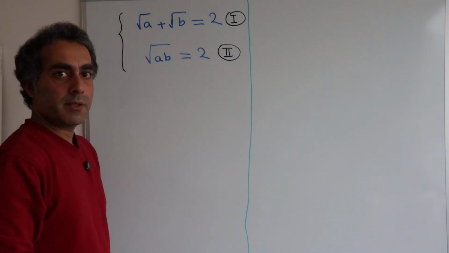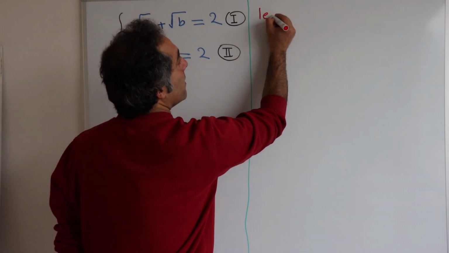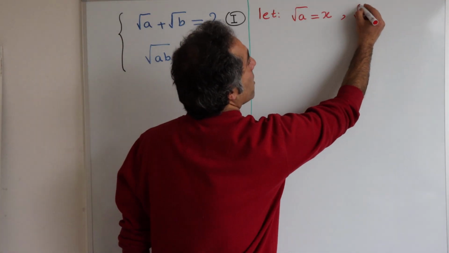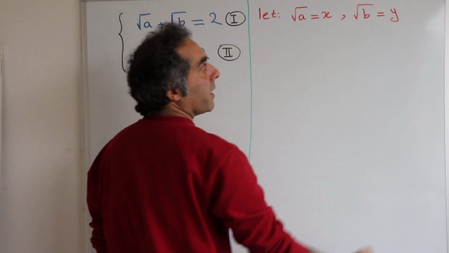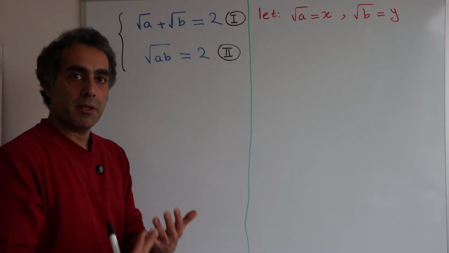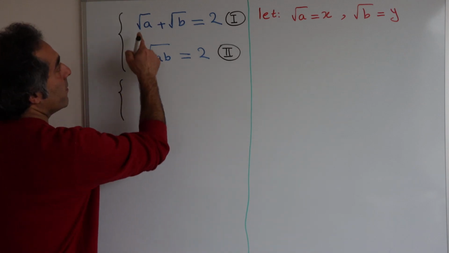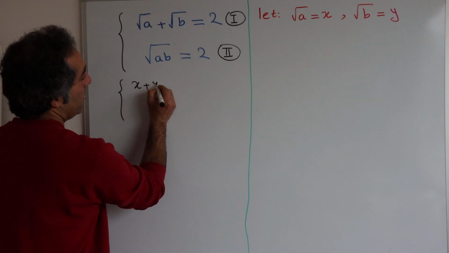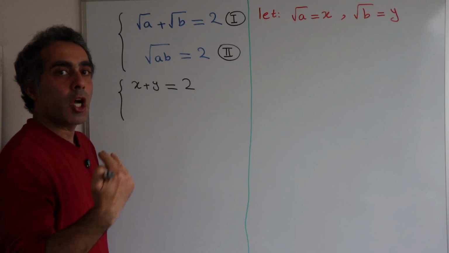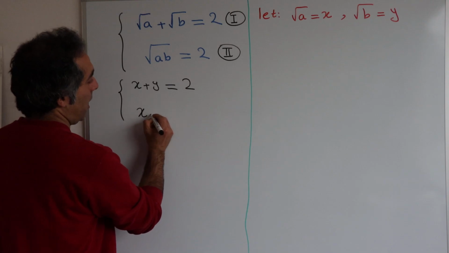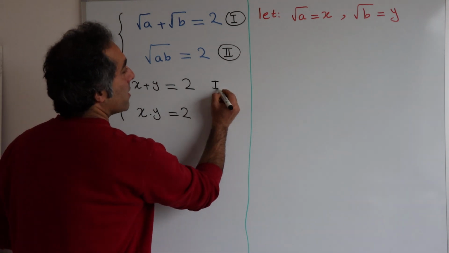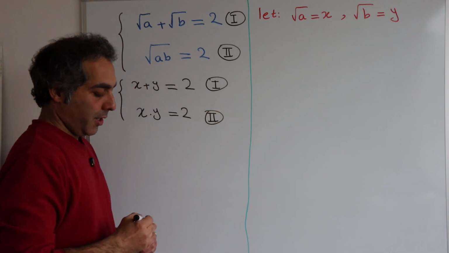But to solve this system of equations, I just let square root of a as x and square root of b as y. So by this assumption, you can write this system of equations in a new form. The first equation is now x plus y equals 2, and this one, because this one is square root of a times the square root of b, which is x times y equals 2.